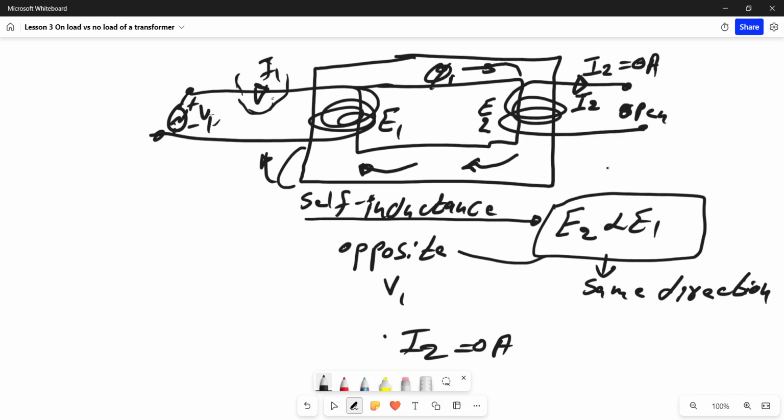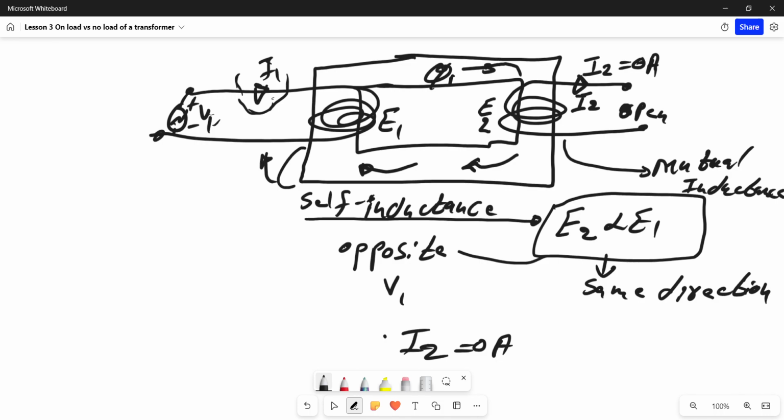Okay. And also remember, because the flux 1 is cutting the second winding, which was not responsible for its existence, in this case it is not called self-inductance. In this case we call it mutual inductance. Okay, it is called mutual inductance. Alright, so this is what happens on the no load operation of a transformer.